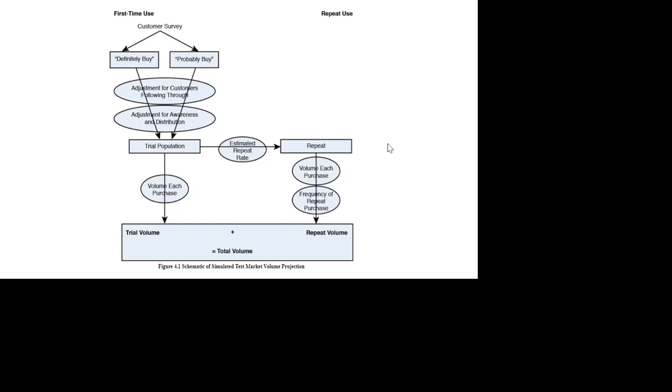Figure from the book, just want to take a quick look at it. Okay, so total volume is always going to equal our trial volume, which is the volume purchased by our first-time triers, plus the total volume purchased by those who are repeat customers, meaning they've come back from the previous period. Okay, so you don't really have to memorize or know this entire figure, but just know that this is kind of how it's all calculated.